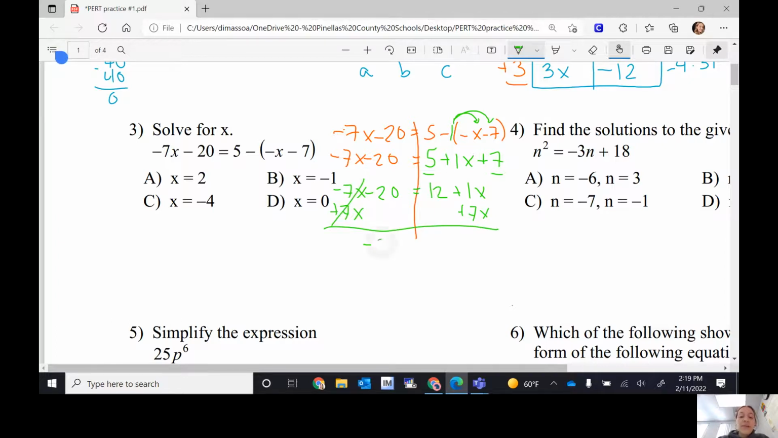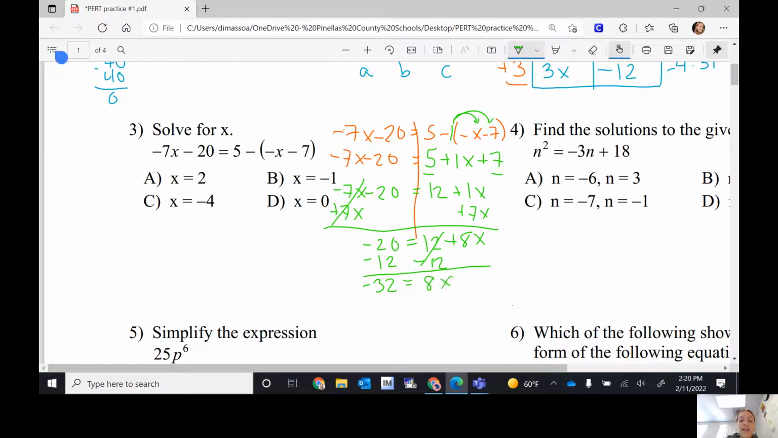So I've got -20 equals 12. And then 1x plus 7x gives me 8x, and the last step is to subtract 12 on both sides because I'm trying to get the x by itself. So -20 minus 12 means I borrowed $20 and then I borrowed another $12 from you. In total, I borrowed $32, so it's a negative.